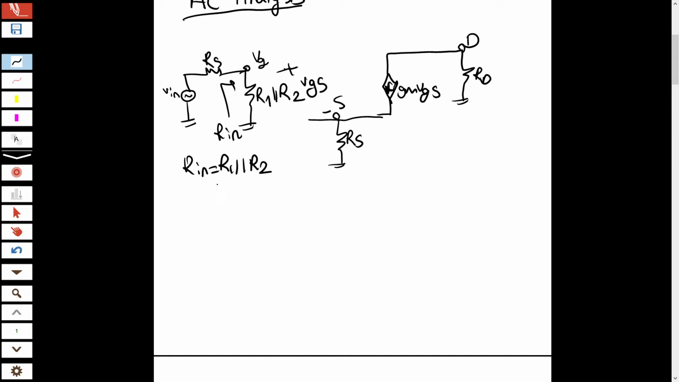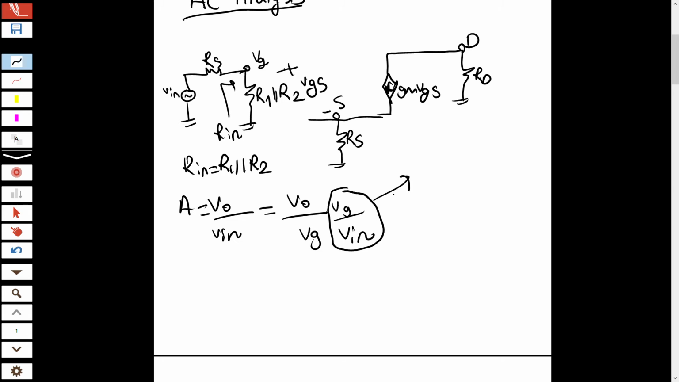Okay, let's investigate the gain. Remember, what was gain? V output over V input. It equals V output over V gate times V gate over V input. So this part is easy. V gate over V input is just a voltage divider: R1 parallel R2 divided by R source plus R1 parallel R2.